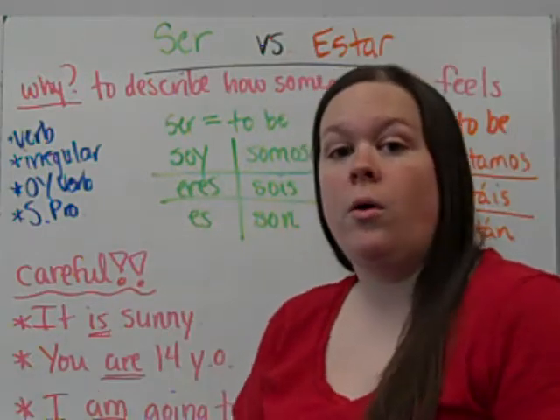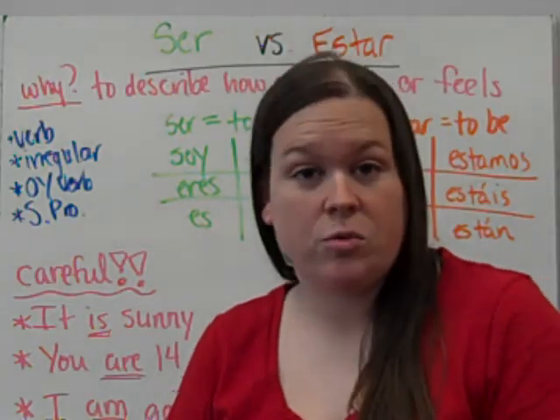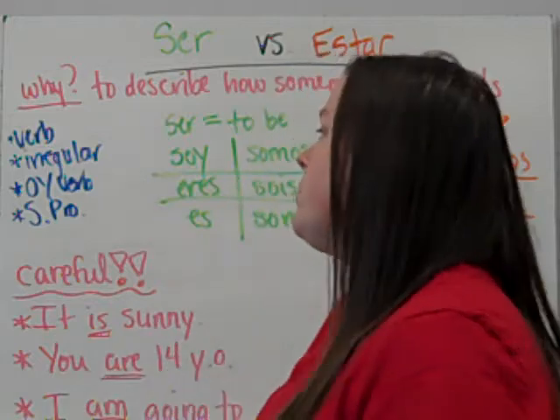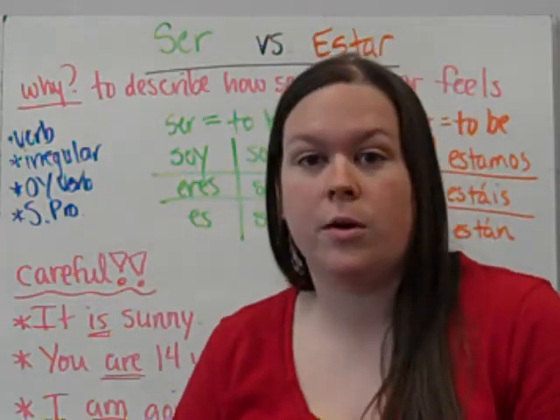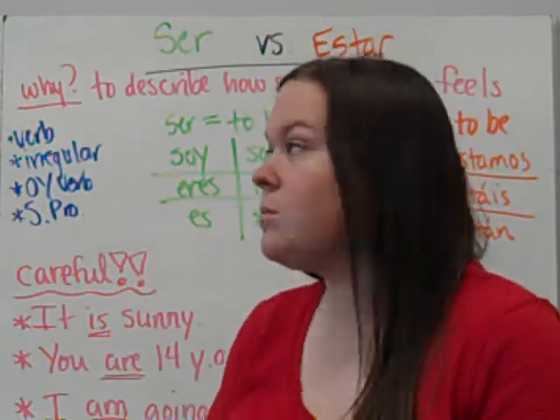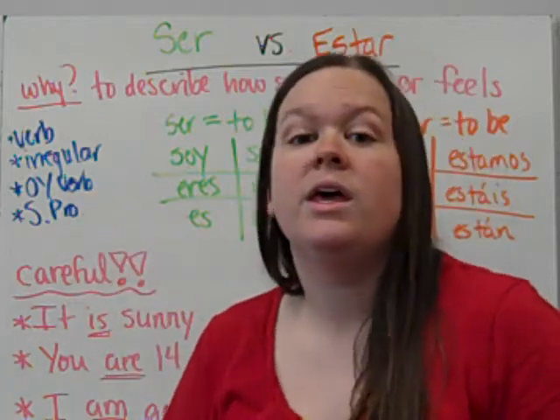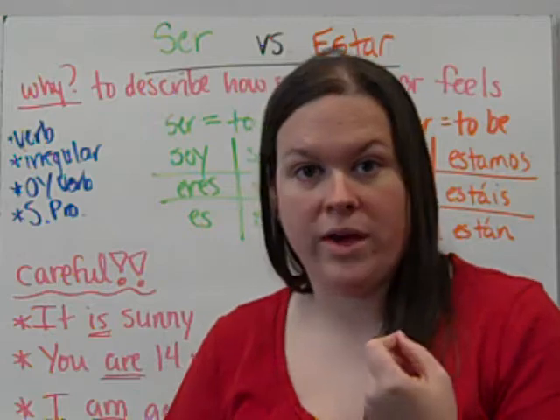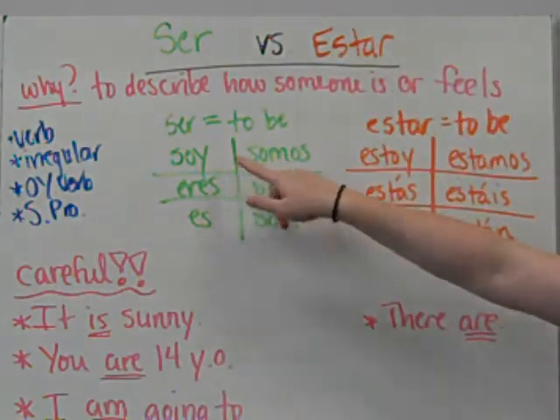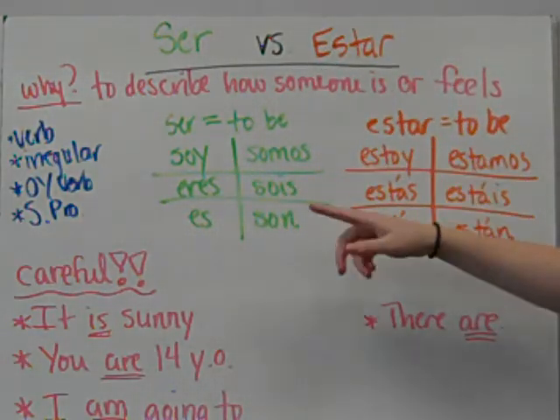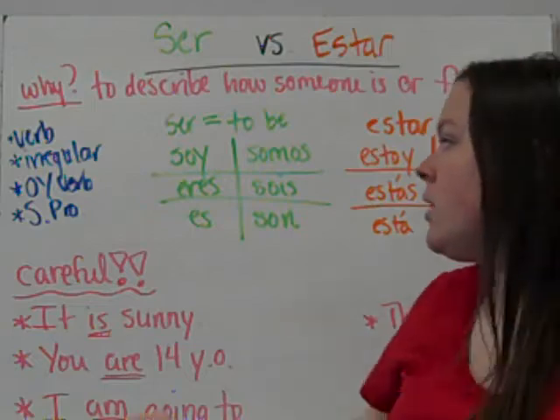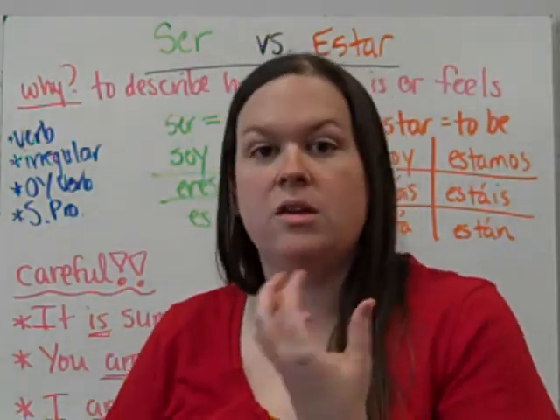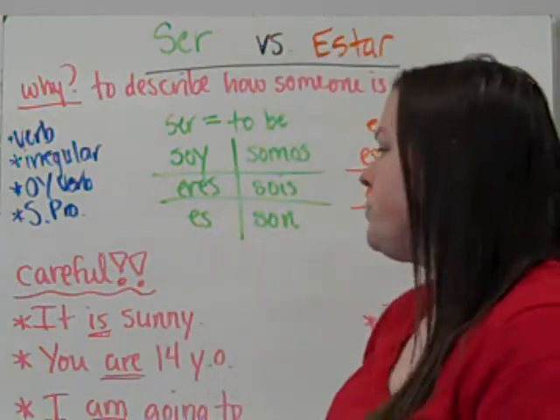A couple terms you should know. Verb, it's the action word in the sentence. It's what the subject is doing. An irregular verb is a verb that doesn't follow normal rules. An oi verb is a verb that in the o form, instead of ending in an o, ends in oi. So both of these are oi verbs, and they're also both irregulars. And the term subject pronoun, remember, is the word that replaces the subject, the person.